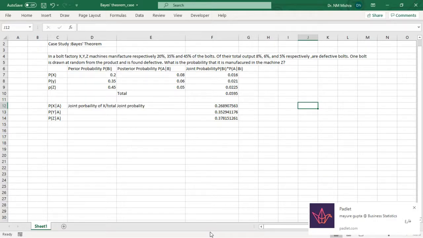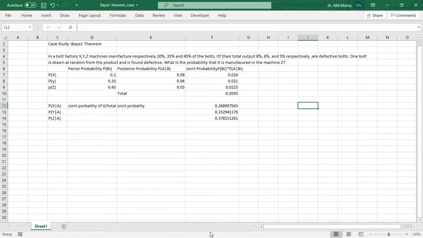35% means 350 out of 1000 are manufactured by machine Y, and 45% means 450 bolts out of 1000 per day are manufactured by the Z machine. Am I clear? So in bolt factory ABC, machines X, Y and Z manufacture respectively 20%, 35% and 45% of the bolts. I converted it because it is out of 100, so we have to convert it to out of 1. So the prior probability information is given.